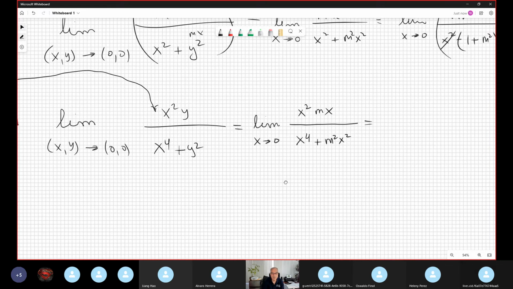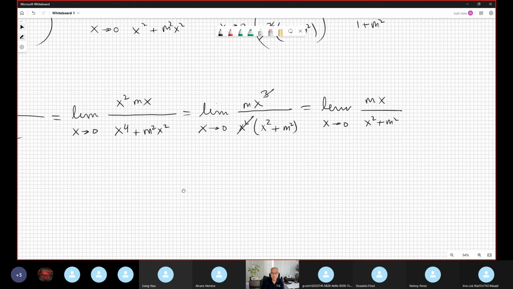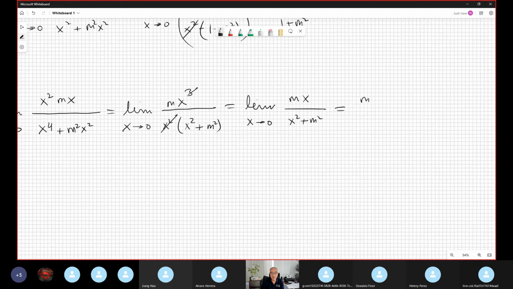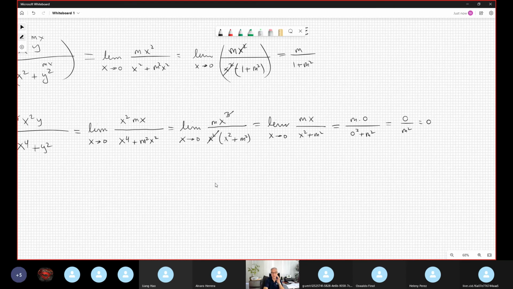Now we have the limit when x approaches 0 of m x cubed divided by, in the denominator, I factor out x squared, so x squared plus m squared. Wow, so you cancel something. When x approaches 0, you cancel out 2 here and 1 stays alive. mx divided by x squared plus m squared. When you plug it in, this is m times 0 divided by 0 squared plus m squared. It's obvious that the numerator is 0, and 0 divided by something is 0. Wow, so I proved, guys, that when you approach (0, 0) using any line, it's the same. Fantastic. So I suppose that the limit exists and is equal to 0.